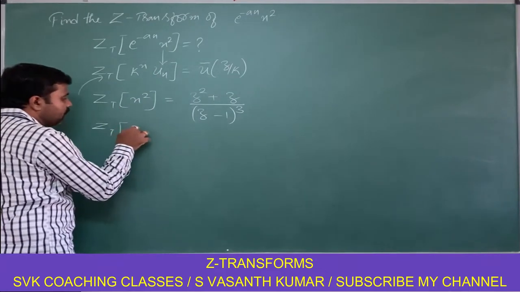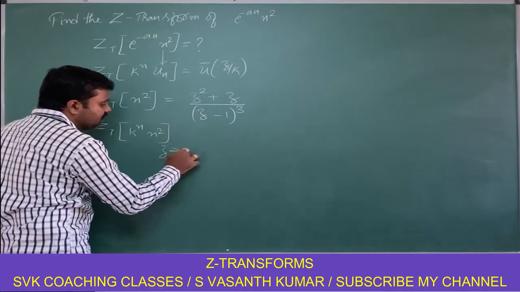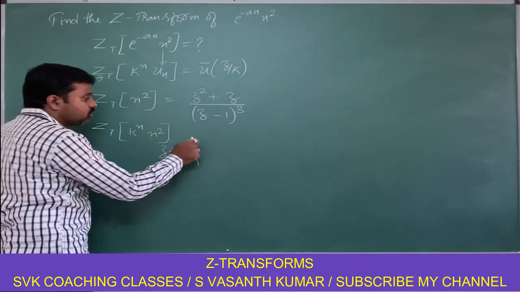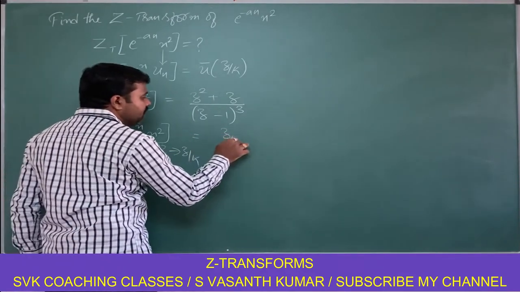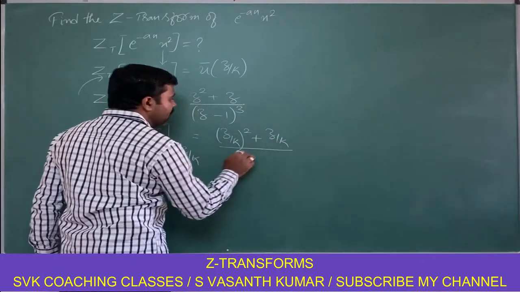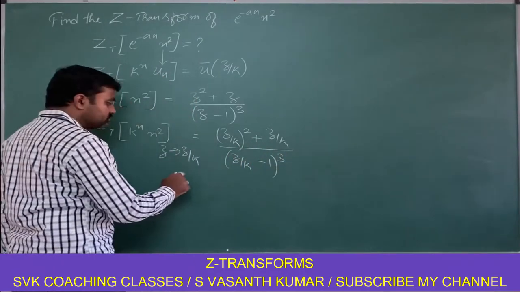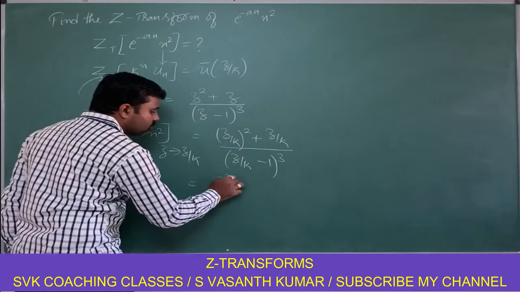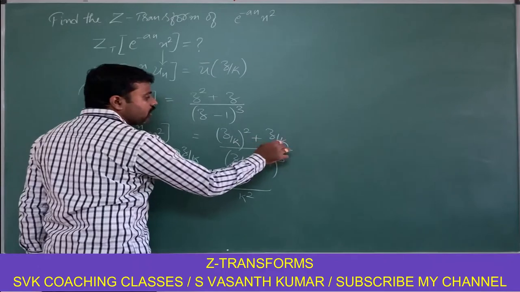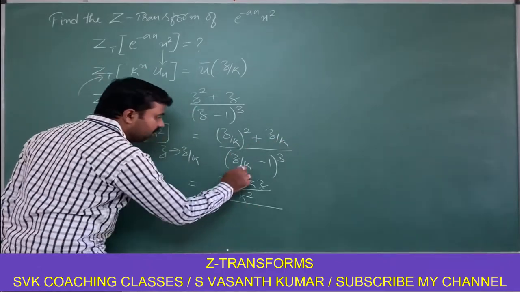We are going to get the Z transform of k power n into n square. Replace z by k. So it is nothing but z by k the whole square plus z by k, whole divided by z by k minus 1 the whole cube. Simplifying this, taking the LCM: for z square the LCM is k square, k square by k we have, so the LCM is k square, kz whole divided by.